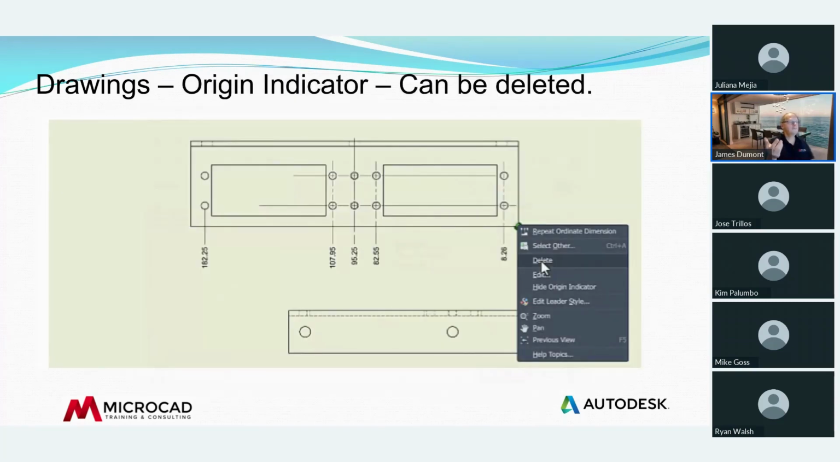This came up, pick on Kim again, not that long ago. How do you delete the origin indicator in a view, right? If you have annotations, ordinate dimensions, or you're doing whole tables, you have to put an origin. But if you delete the annotations, you delete the whole table, the origin stays. You can hide it, you can't delete it. Now you can delete it. Yay.